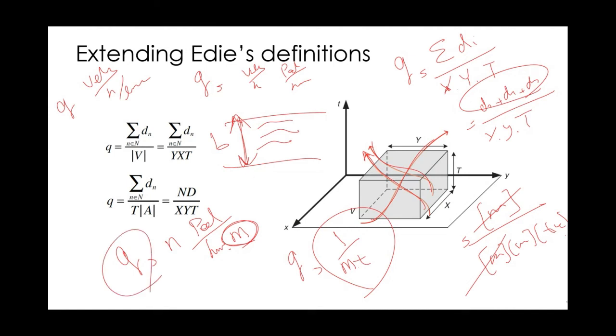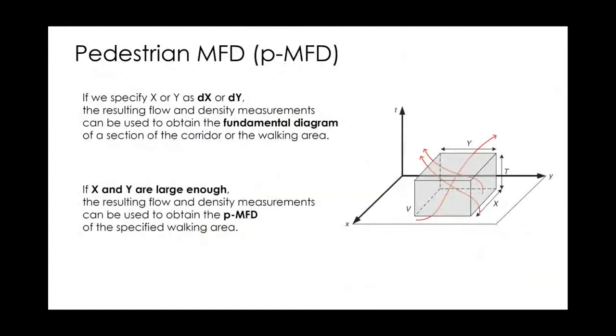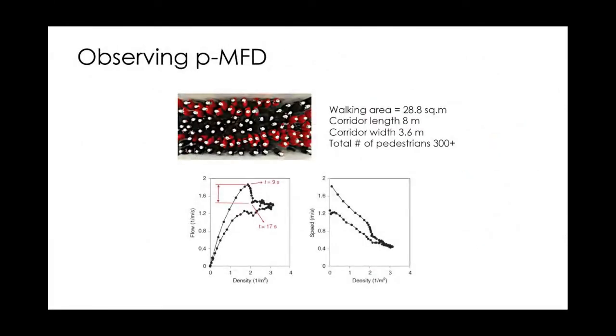So the flow can simply represent this whole environment. It would be pedestrians divided by time, and instead of per lane, it would be per meter of width. That's the very interesting difference between pedestrian traffic and vehicular traffic, and how the definitions from vehicular traffic can be extended to pedestrian traffic. This is basically what I just talked about.